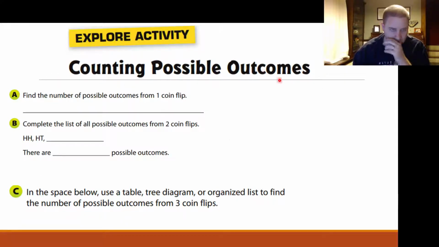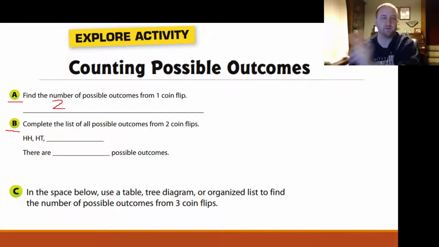So counting possible outcomes. Part A, we're going to start off kind of simple to illustrate our point here. Part A says to find the number of possible outcomes from one coin flip. So how many outcomes are possible? If I flip a coin, how many possible outcomes are there? Well, you can get heads or you can get tails. That's two possible outcomes, right? Pretty simple. Part B, complete the list of all the possible outcomes from two coin flips.